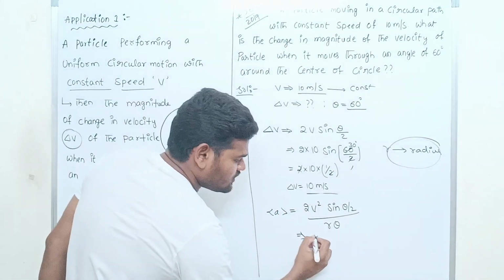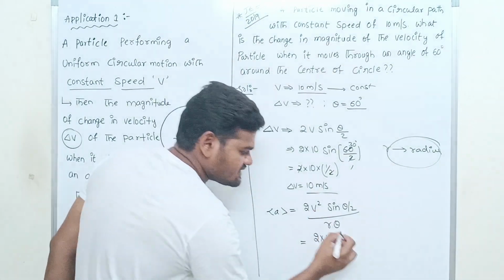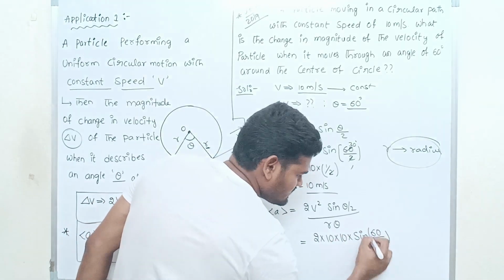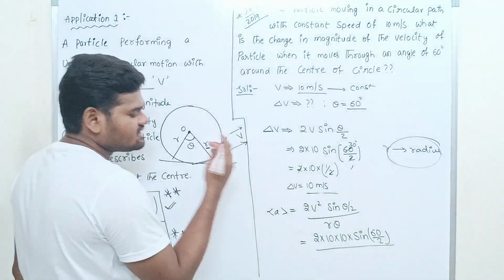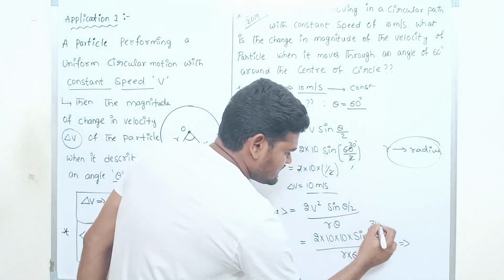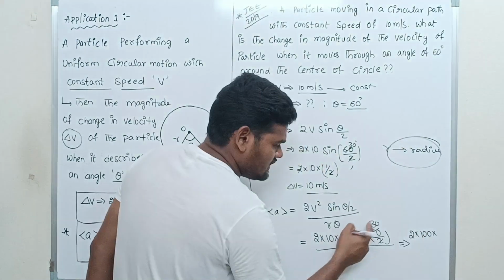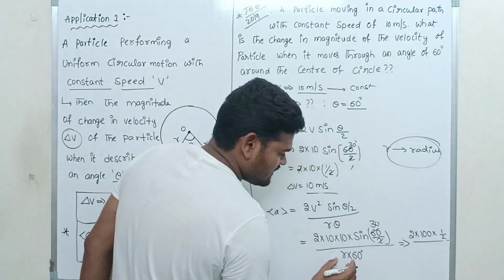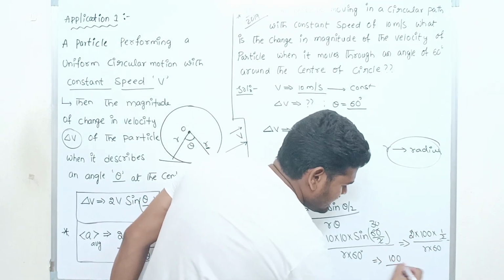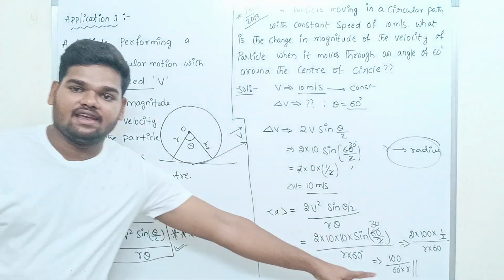So just substitute here. 2 into what is the velocity of the particle? 10, into v square is there. So 10 into 10 into sin 60 divided by 2. Let us say the radius is r into theta, which is 60 degrees. So 2 ones are 2, 30s are 30. So 2 into 10 tens are 100. The value of sin 30 is 1 by 2 divided by r into 60 degrees. So 2 gets cancelled out. So we got 100 divided by 60 degrees into r. So this is the average acceleration of the particle.